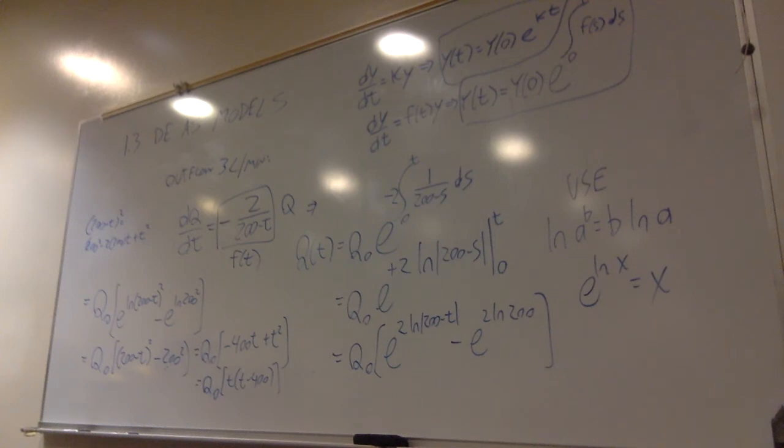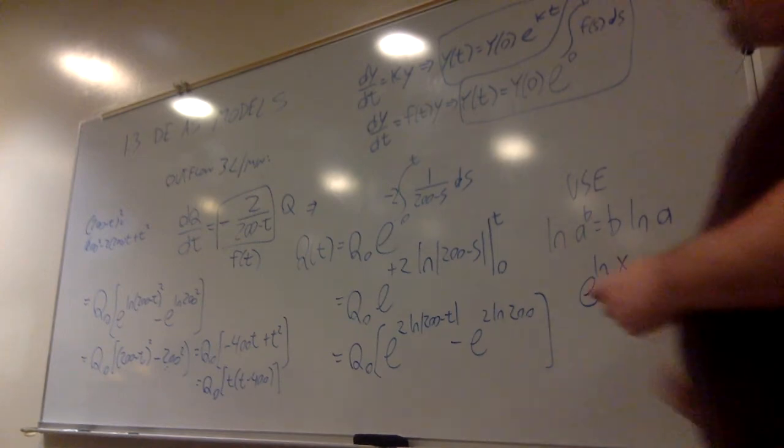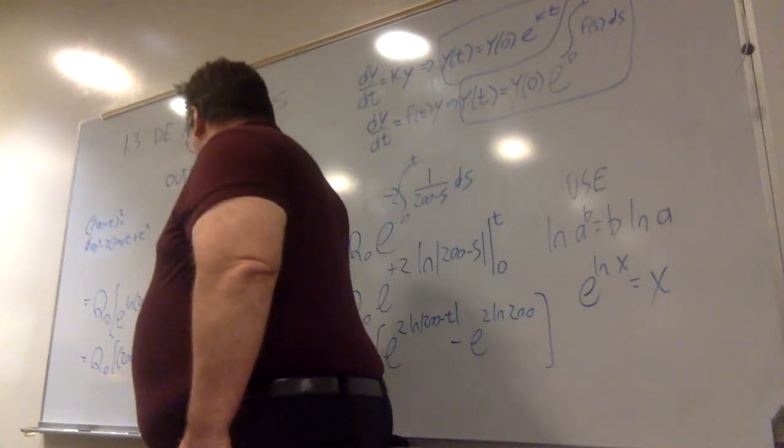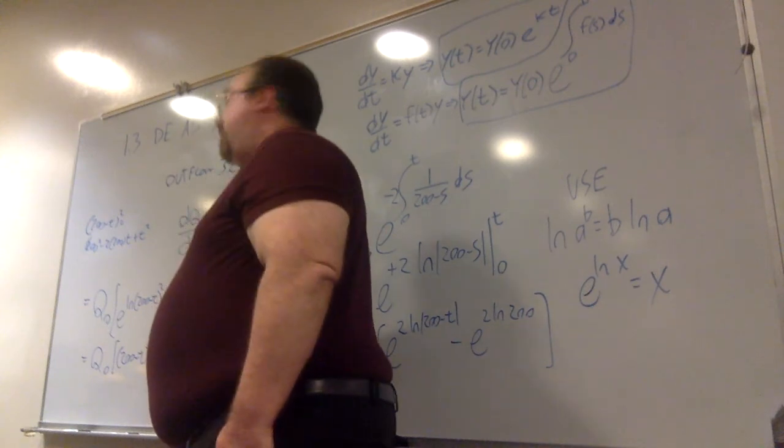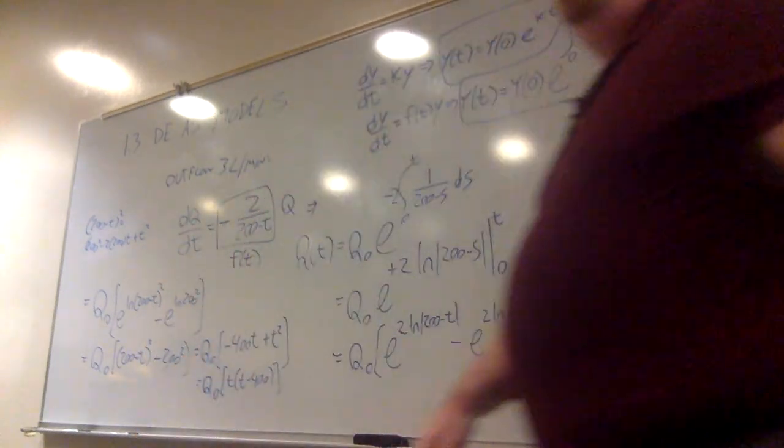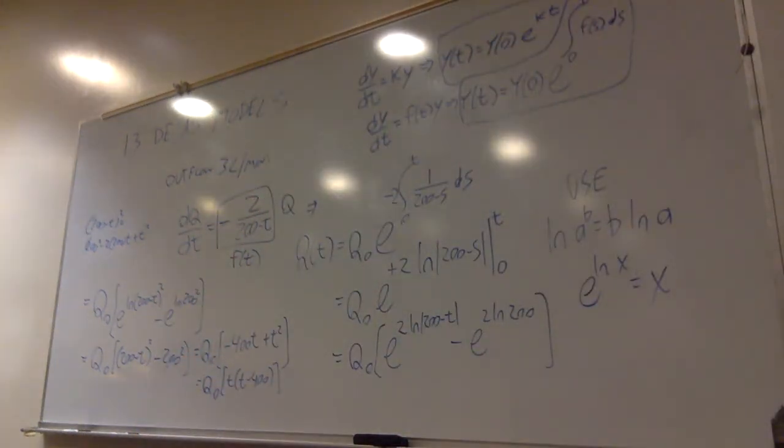Something looks wrong, I can tell, because Q naught, of course, is positive, and t is positive, so minus 400t for time starting from 0 is going to be negative. The total amount in the tank should not be negative. So certainly somewhere there's a mistake.